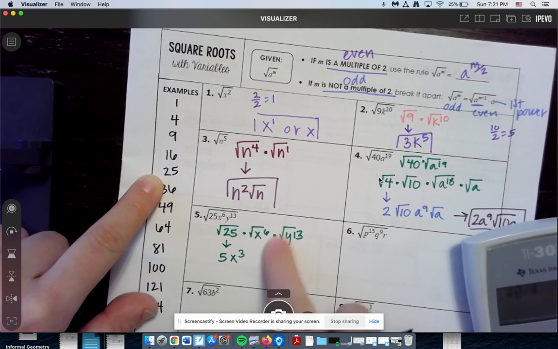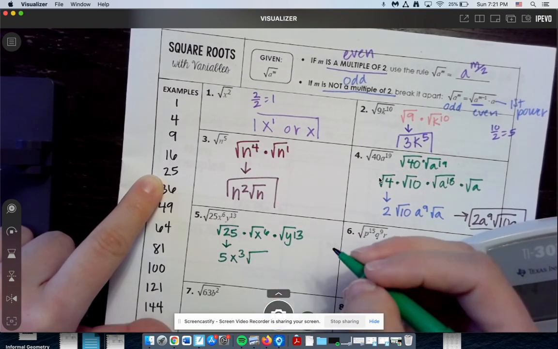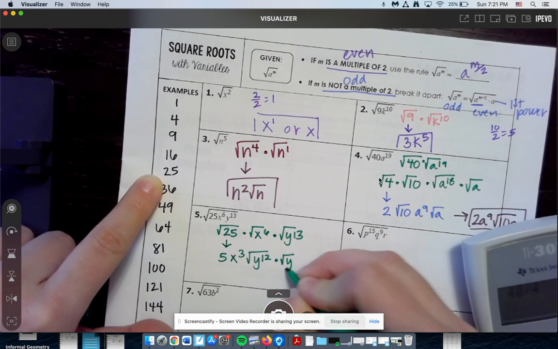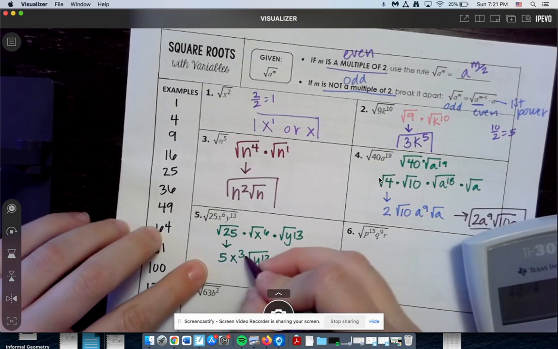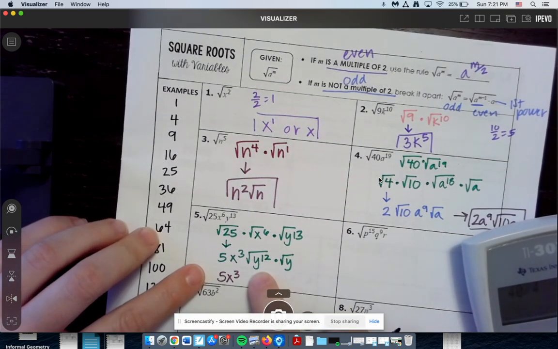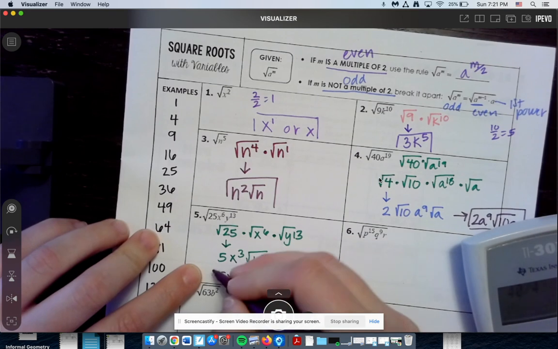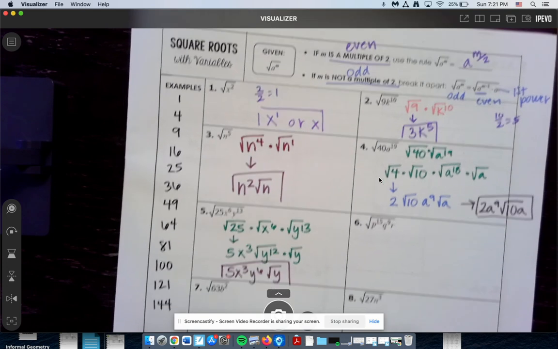Now we got to break apart this y to the 13th because it's odd. So 13 minus 1 is 12 times our leftover y. And we got to take it one step further, right? Drop down the stuff in front. 5x cubed. What's 12 divided by 2? 6. With our leftover y inside the radical. Yes, this is a lot. It's very involved. Okay, let's try another one.